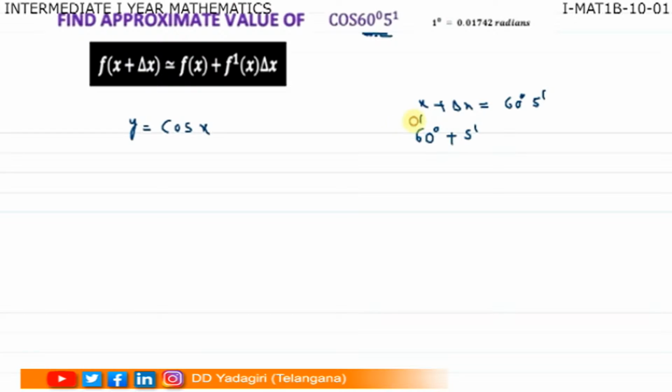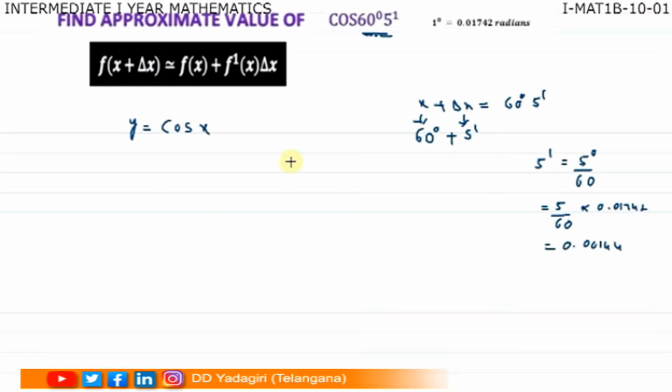So from this, x is equal to 60 degrees, delta x is equal to 5 minutes, and 5 minutes is equal to 5 by 60 degrees. 5 by 60 into 1 degree is equal to 0.01742. On simplification, you will get 0.00144.